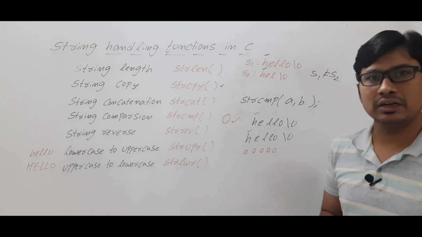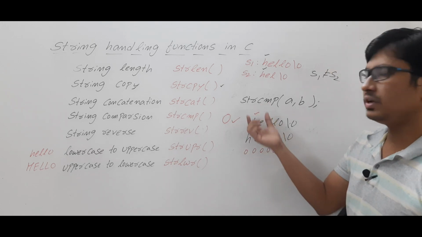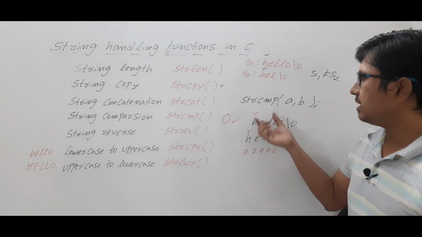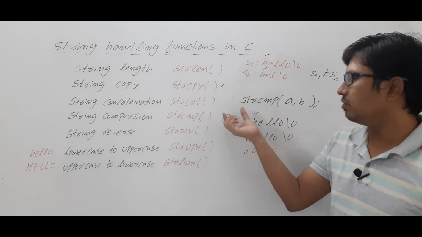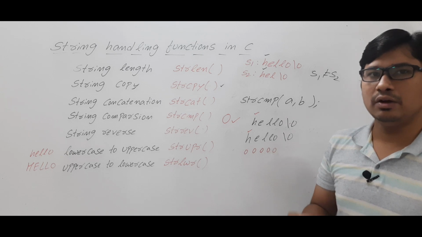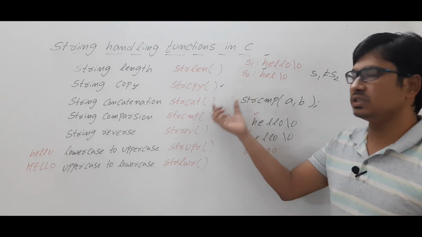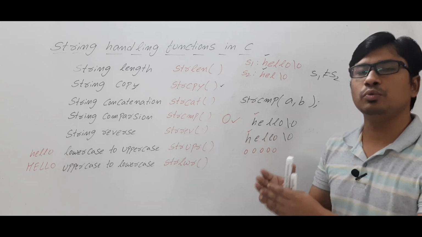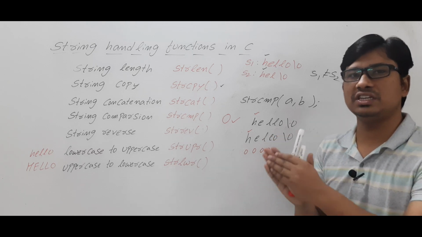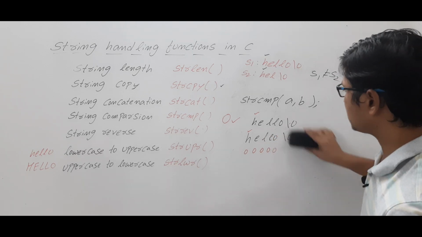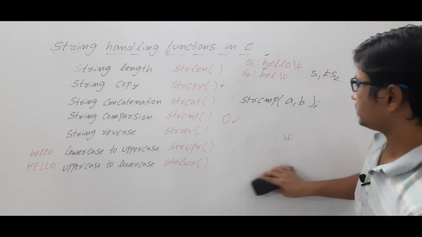I hope you have understood this concept. If the two strings are same, then this strcmp will return the value as 0. Whenever you get the return value as 0, then you can say that both the strings are same or both the strings are matching. Now let me discuss another example.